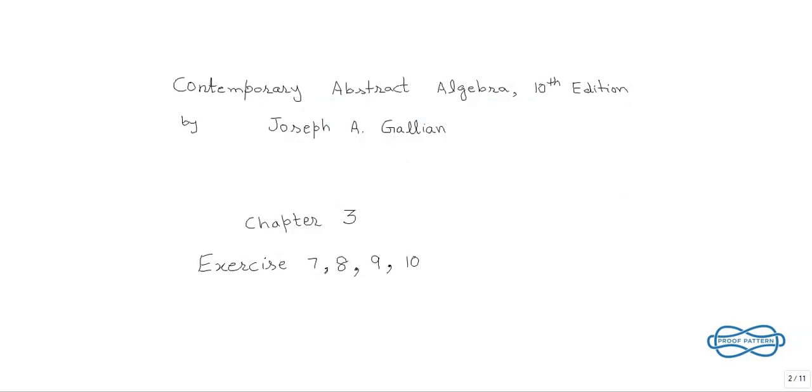In today's lecture, we will study exercises 7, 8, 9 and 10 from Chapter 3 of the book Contemporary Abstract Algebra, 10th edition, by Joseph A. Gallian. Okay, we start with exercise 7.